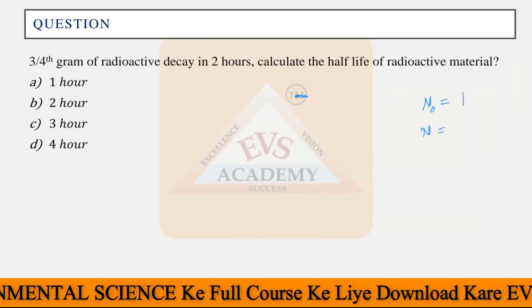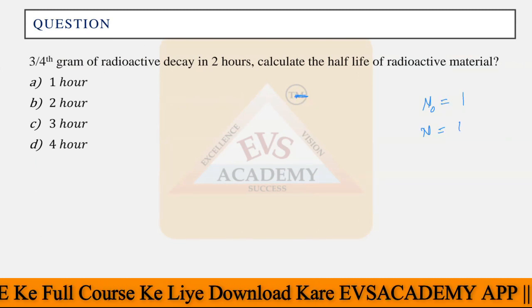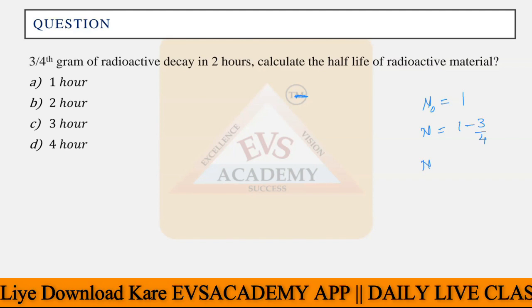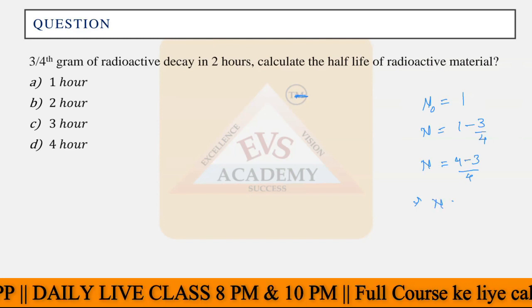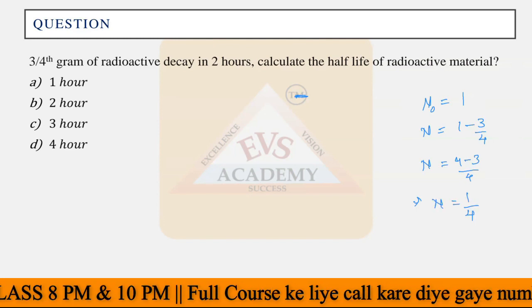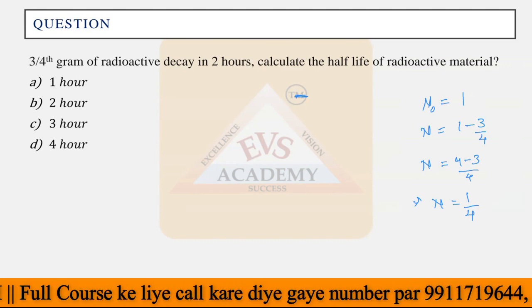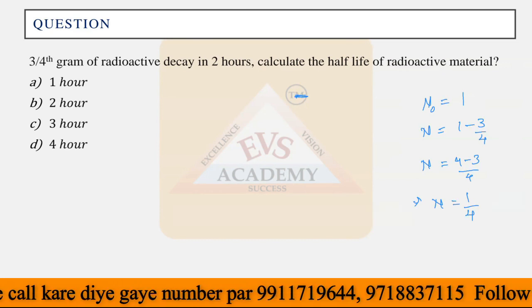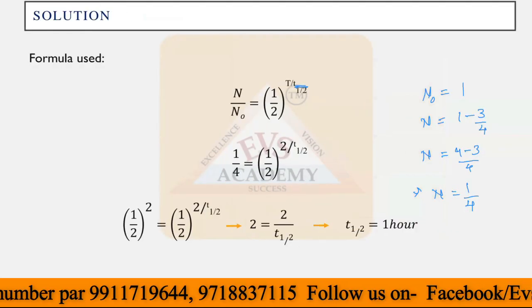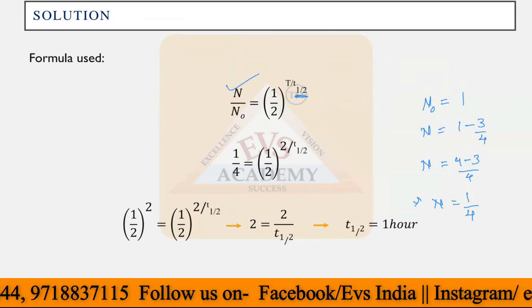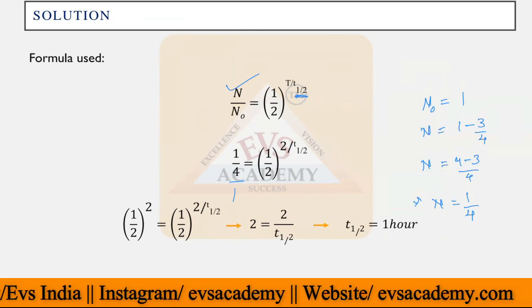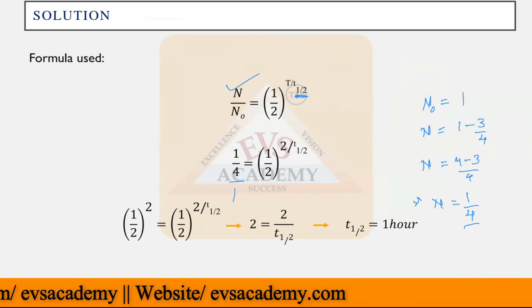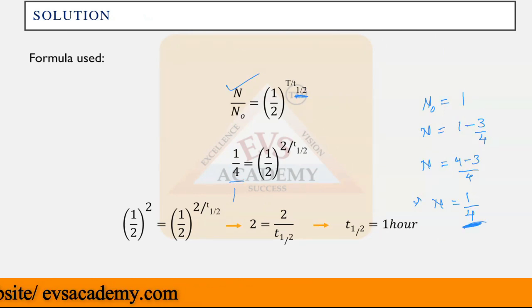The final amount which is left would be, because 3/4 is converted, 1 minus 3 by 4. So this N would be now how much? 4 minus 3 by 4, so now N equals 1 by 4. In the place of N, only 1/4 amount is left. The initial amount was 1, and 1/4 of that is left. So 1 by 4 divided by 1 is equal to 1 by 4. That's why in the place of N divided by N naught, I have used 1 by 4 here, because 3/4 amount is converted.